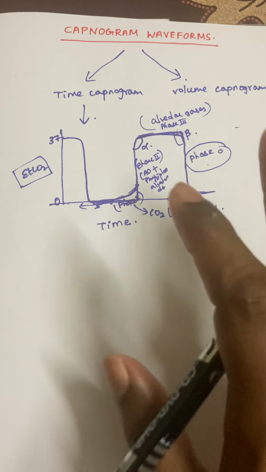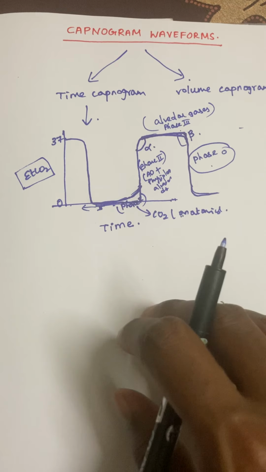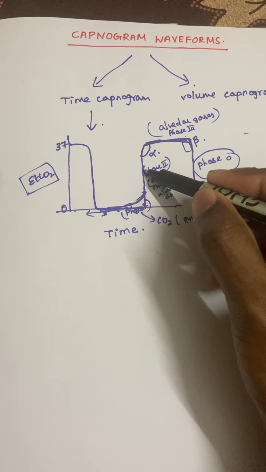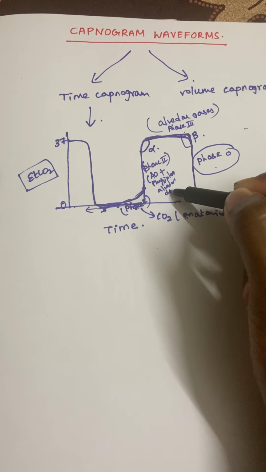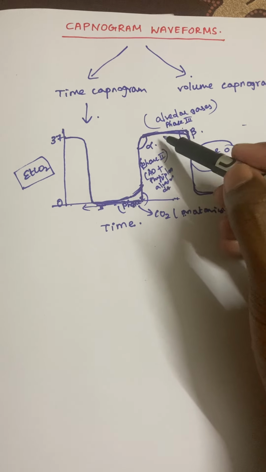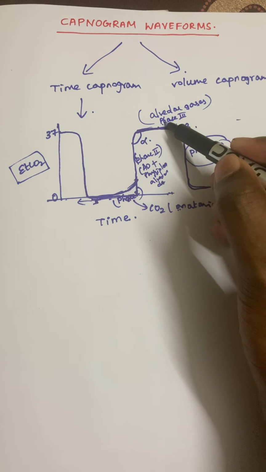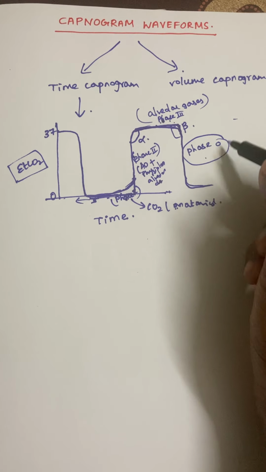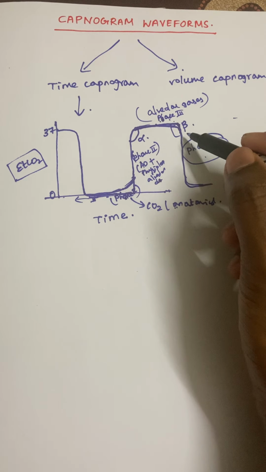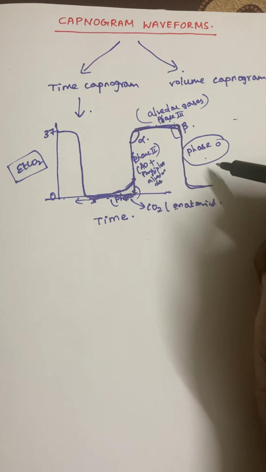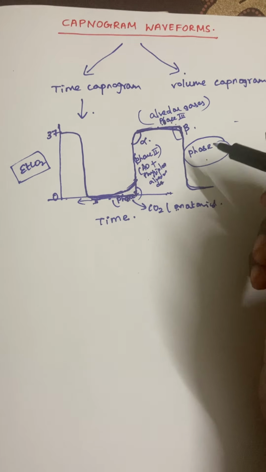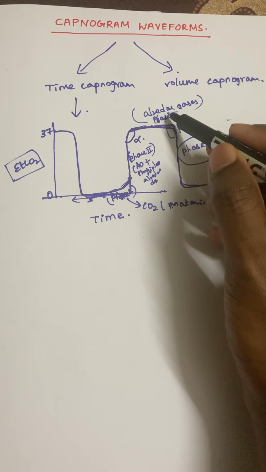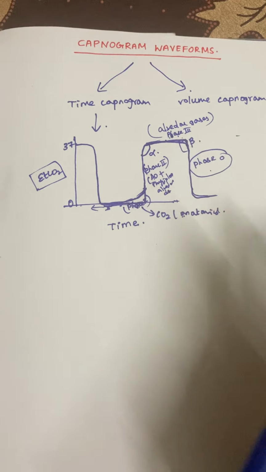So these are the major parts of the capnogram. To recap: phase 1 is from anatomical dead space gas, phase 2 is from a mixture of anatomical dead space gas and physiological alveolar dead space gases, and phase 3 is most commonly from the alveolar gases. Phase 0 is during the inspiratory phase, when the values rapidly fall back to 0. The angle between phase 2 and phase 3 is the alpha angle, and between phase 3 and phase 0 is the beta angle.